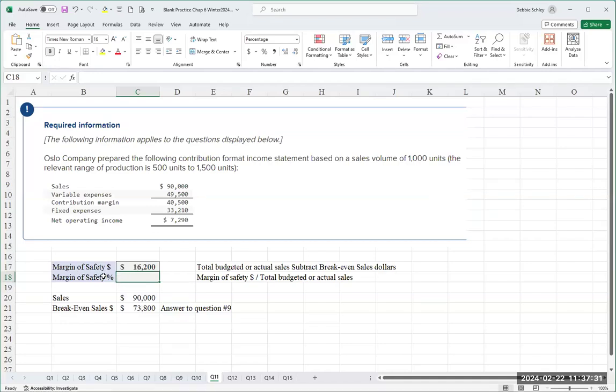And then they want to know the margin of safety percent. So this is going to be equal that margin of safety in dollars divided by total sales, right? That's because this is a percent or a ratio. So my margin of safety percent is 18.